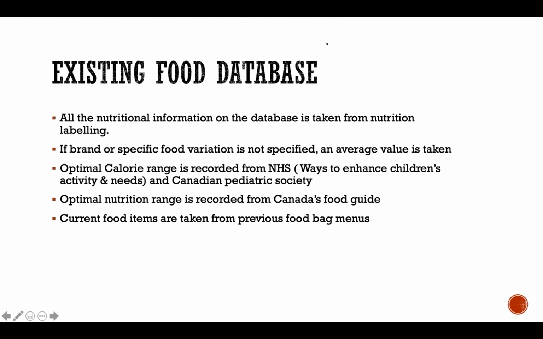So here is our existing food database. All the nutritional information is taken from the nutrition labeling at the back of the brand or the box. If the brand or the specific food variation is not specified, then I considered several examples and took an average value of them. The optimal calorie range is recorded from NHS, specifically from an article called Ways to Enhance Children's Activity and Needs. Also, some information is taken from the Canadian Pediatric Society. The optimal nutrition range is recorded from Canada's Food Guide. Current food items in the database are taken from previous food bag menus provided for us.